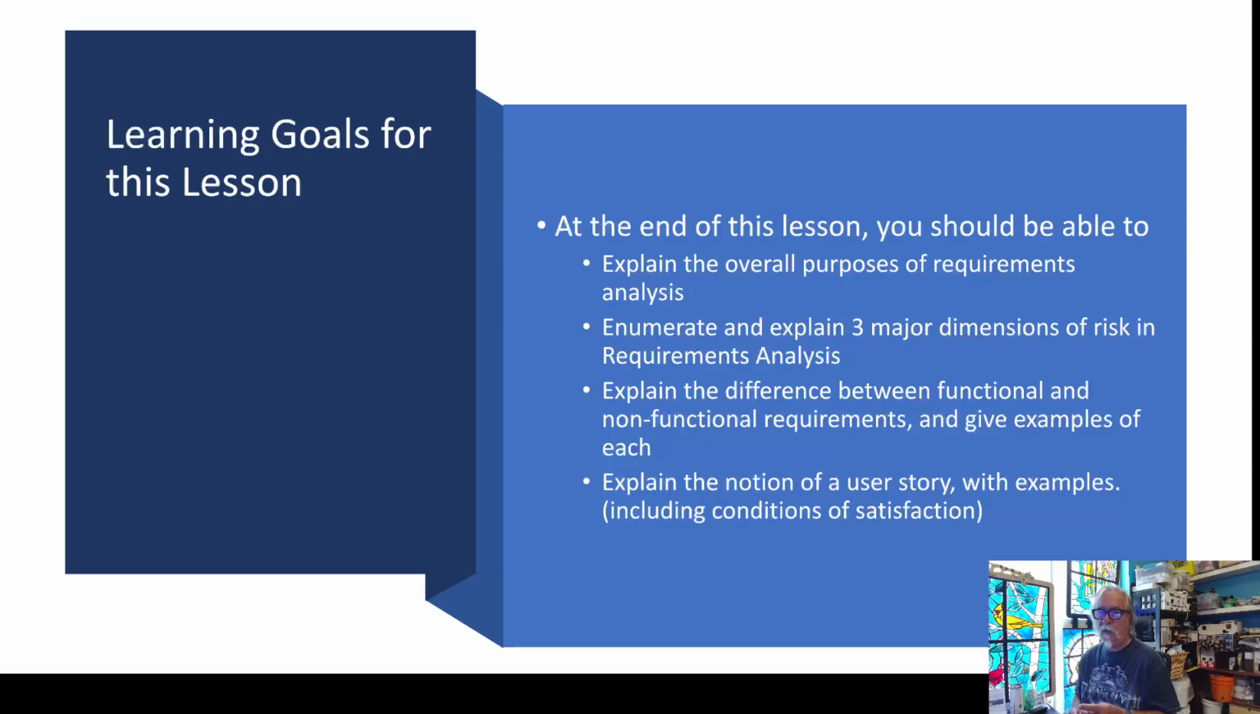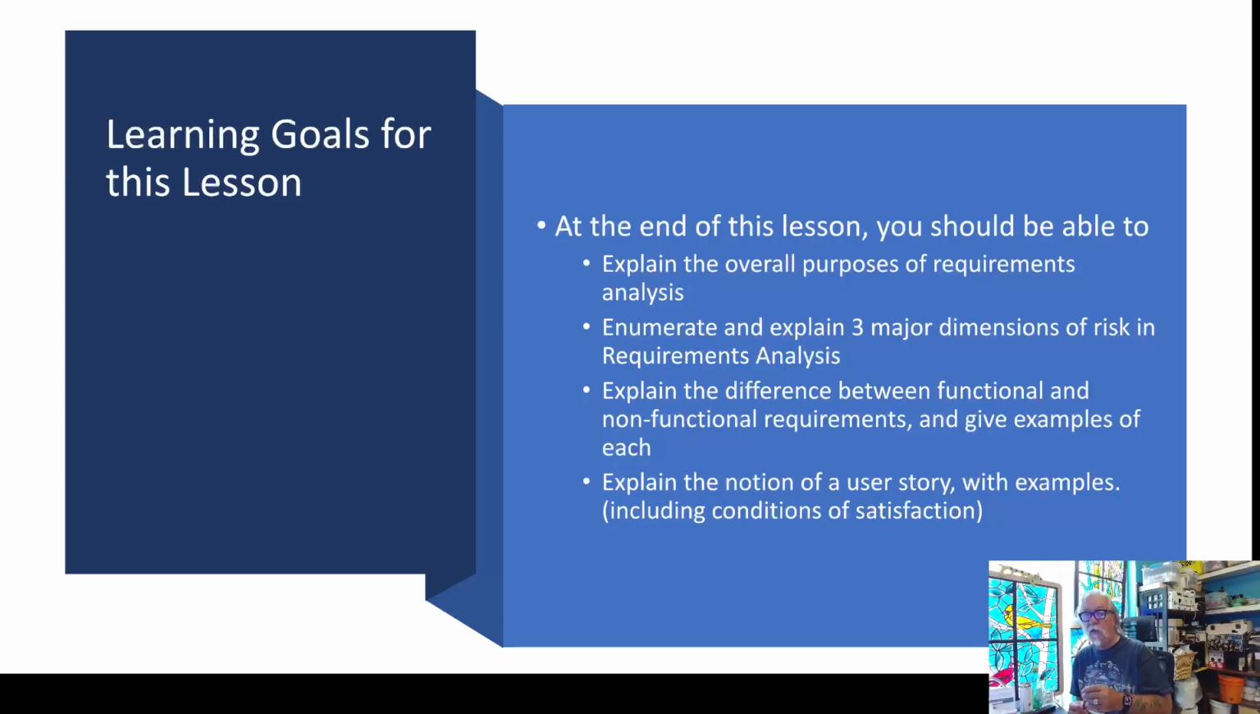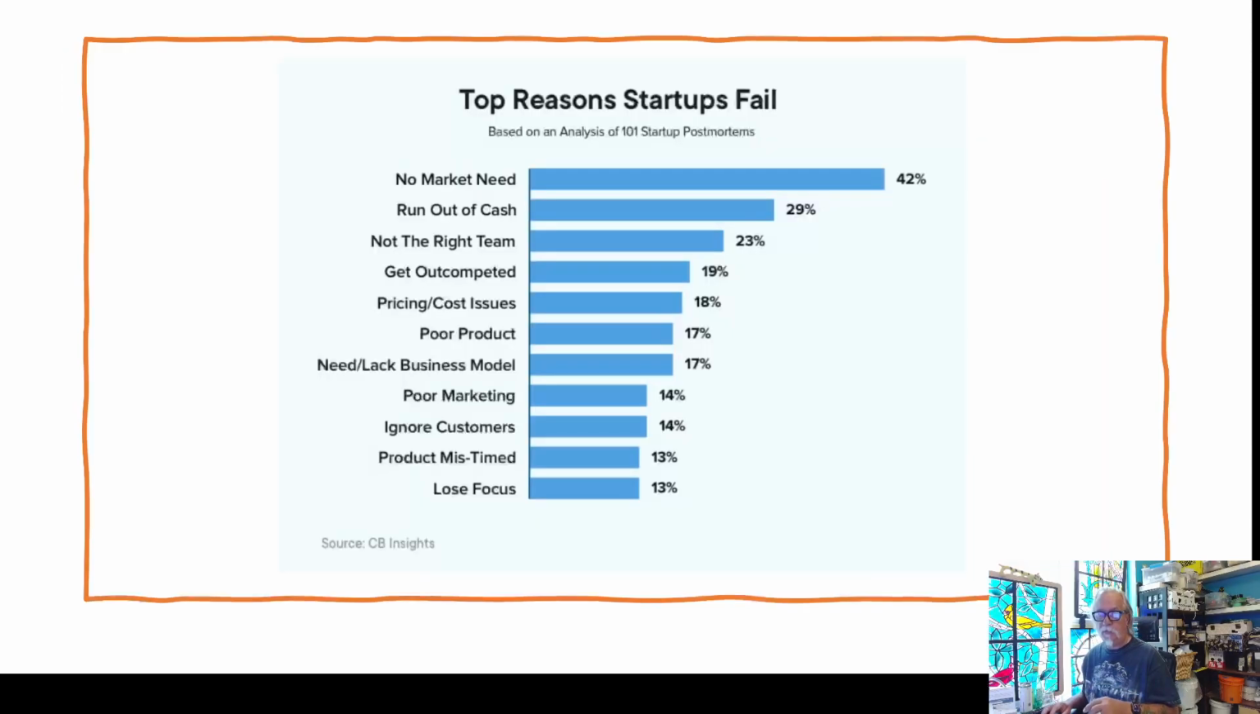We're going to talk about the overall purposes of requirement analysis, i.e., to understand what we want to build. We're going to talk about the three major dimensions of risk in requirements analysis, ways that you can look at requirements analysis and decide whether it's good or not. We will talk about functional and non-functional requirements, and finally we'll talk about a user story, and we'll give a couple of examples.